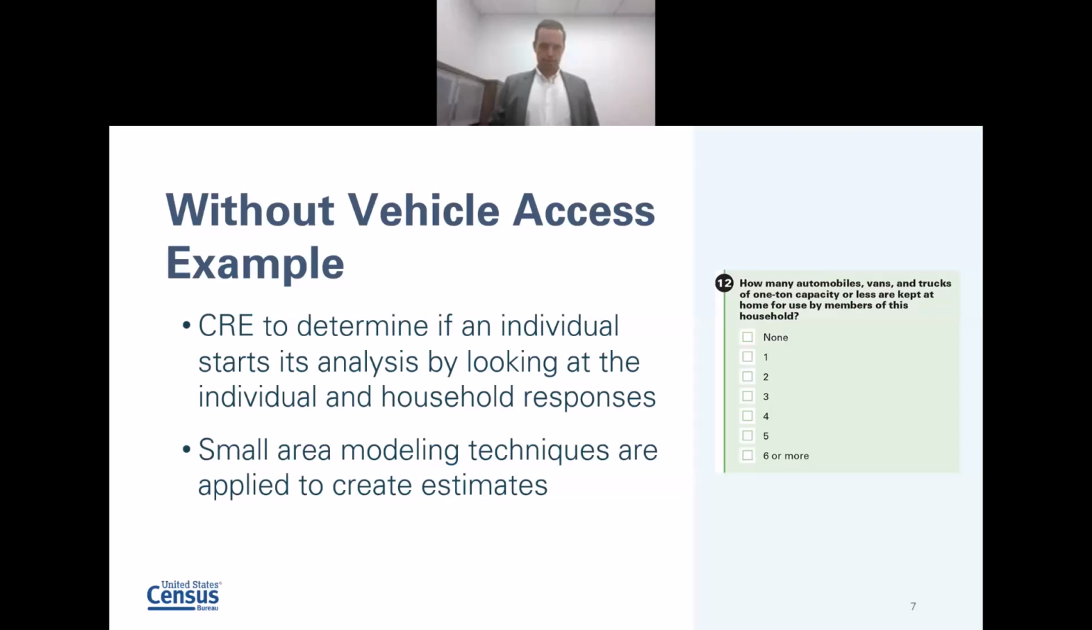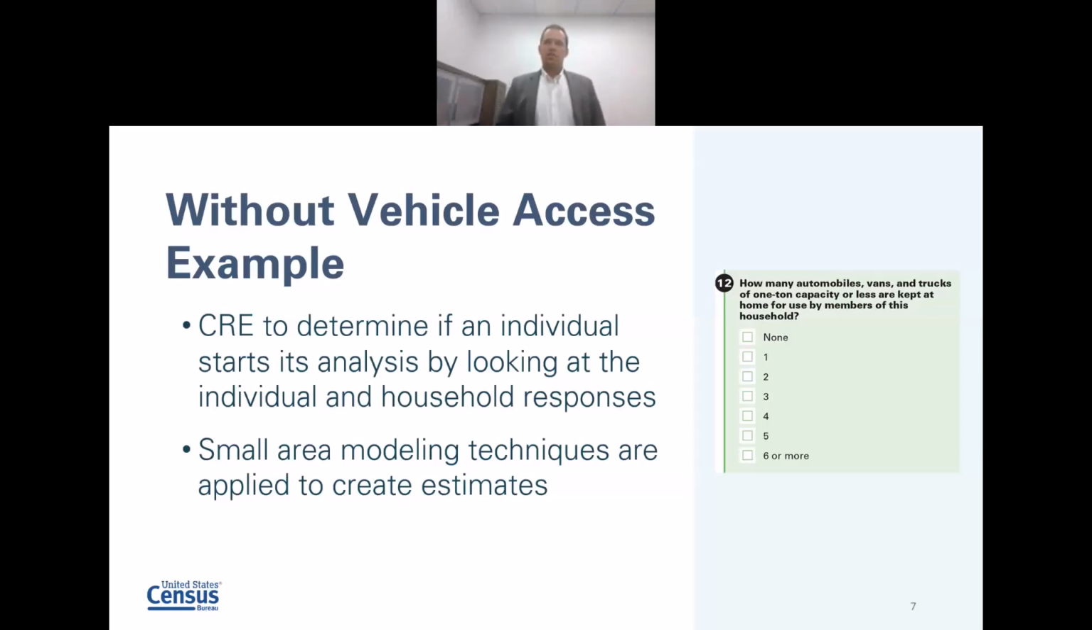As part of the community resilience estimates, or the CRE, we look at whether or not someone has access to a vehicle, because the information we have about disaster recovery and social vulnerability tells us that if someone lacks access to a vehicle, they're less likely to evacuate and are more likely to bear the brunt of a disaster. And so we look at the individual responses.